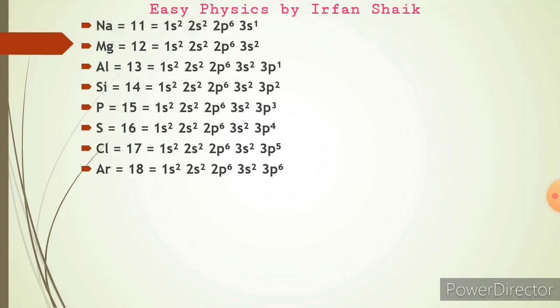Next one, the 19th element, that is potassium. Atomic number 19, having 19 electrons. So the configuration will be 1s2, 2s2, 2p6, 3s2, 3p6, 4s1. Why here 4s1? Actually, in the third shell we have 3d also, but we are not writing it here. Why are we not mentioning it here? Because it has a higher n plus l value. You can understand this in the Aufbau principle. If you have any doubt, better you go through the Aufbau principle to understand why we have written 4s here.